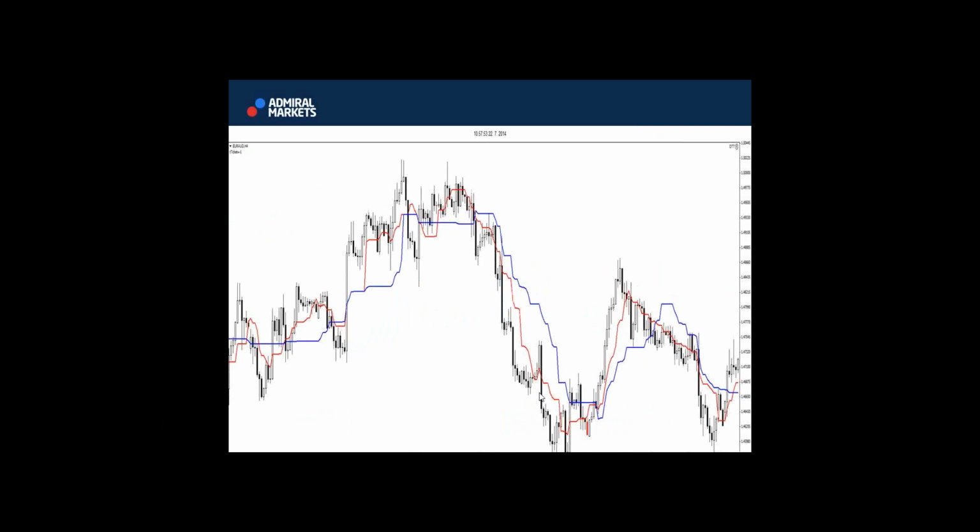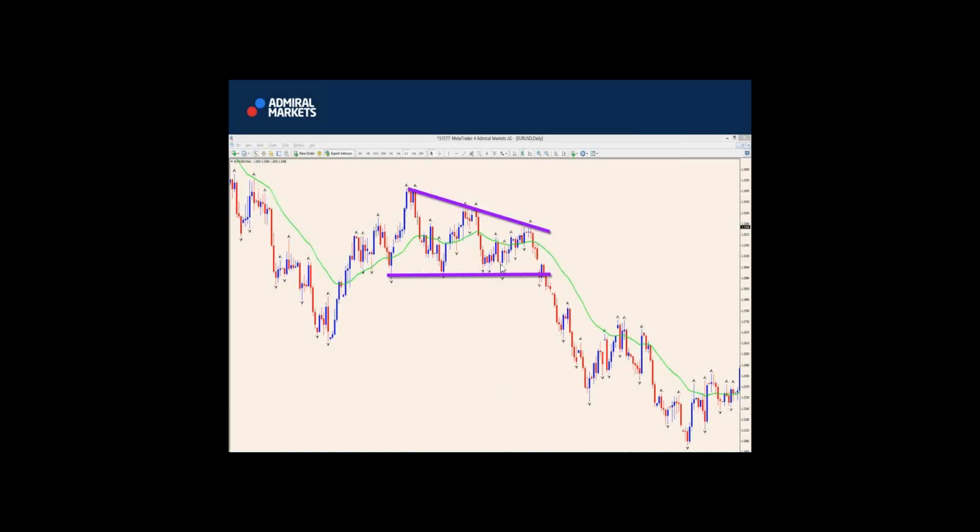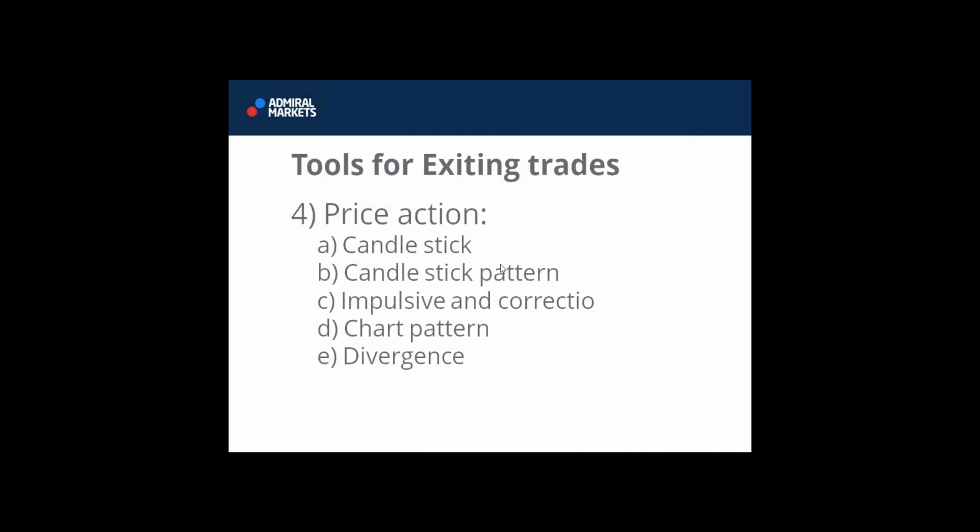Last but not least, price action, and I guess I'll leave that up to Nenad. I think he'll be talking about that. But obviously candlestick patterns, chart patterns, and divergence are certainly things that make a lot of sense when analyzing exits. So, with that said, I will hand it over to Tarantula.